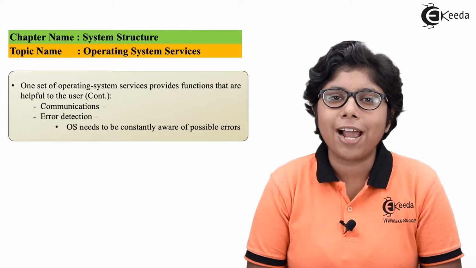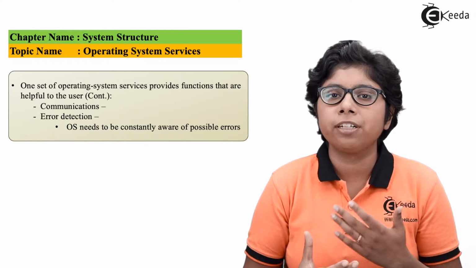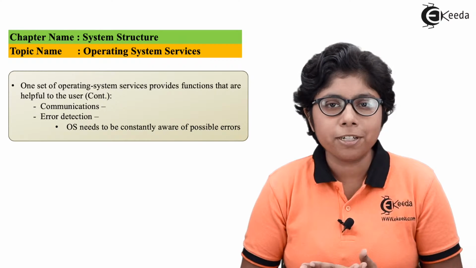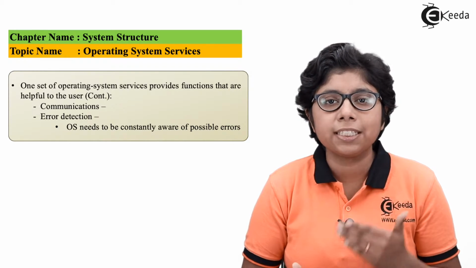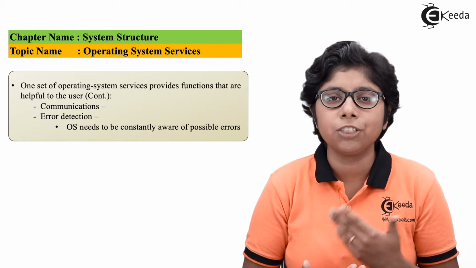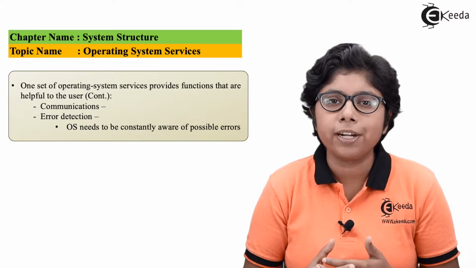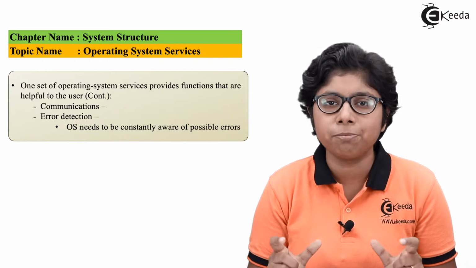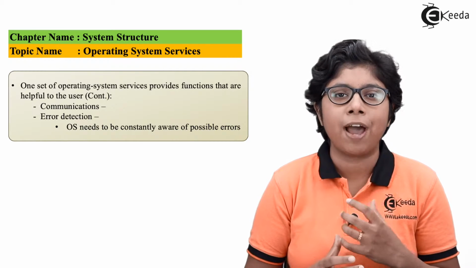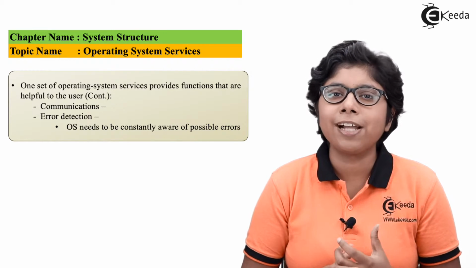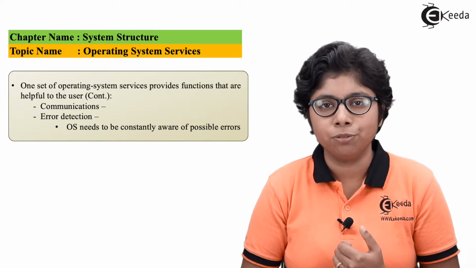The next one is file system manipulation. Now the file system is of particular interest. The programmers need to read and write files. They also need to create and delete files by name, search for a given file and list file information. Some operating systems provide permission management to allow or deny access to a file based on file ownership. These files can be moved, copied or printed at a later time too.